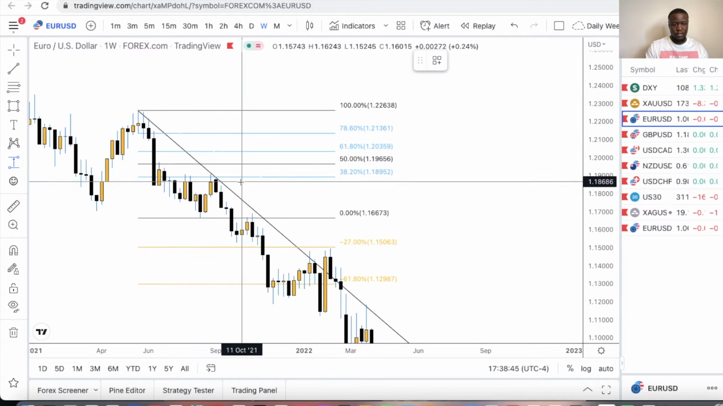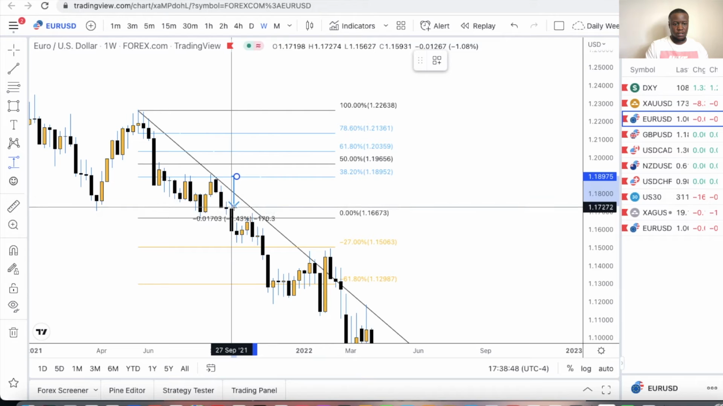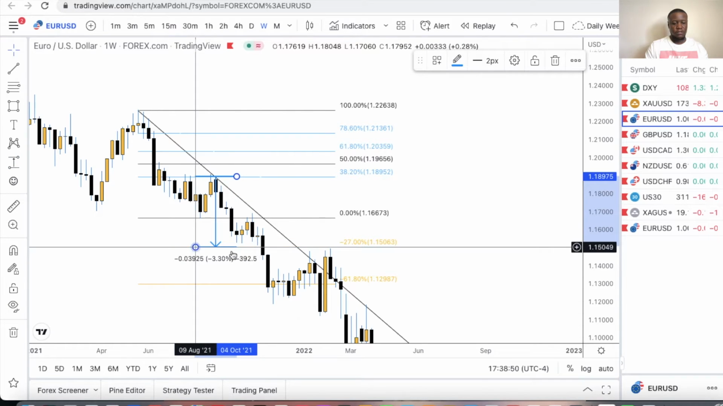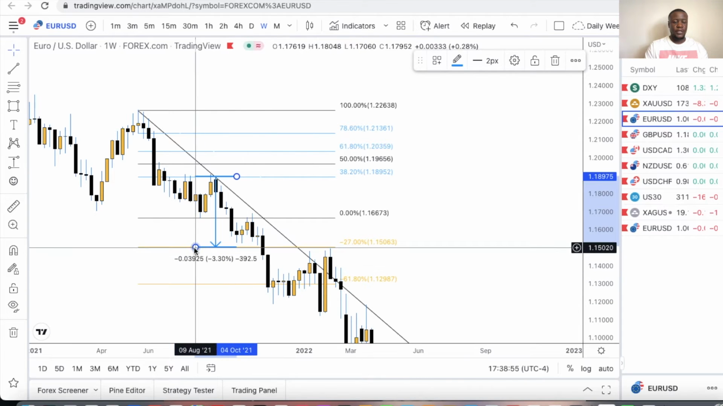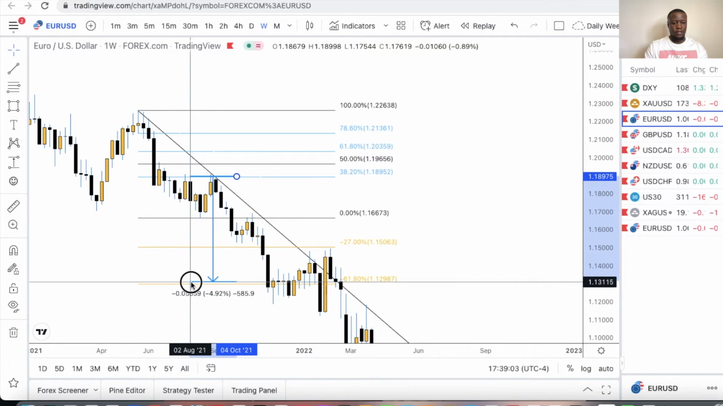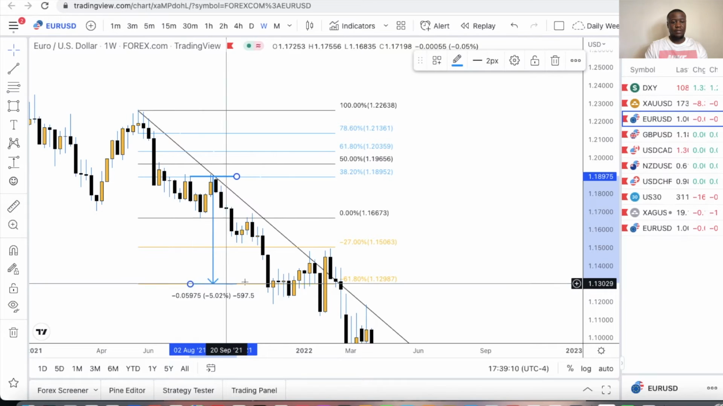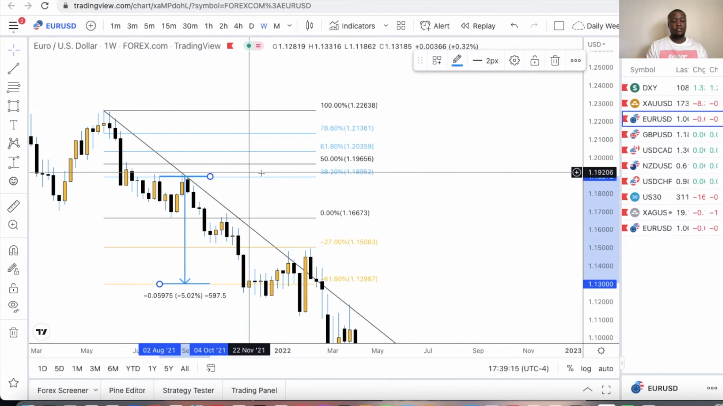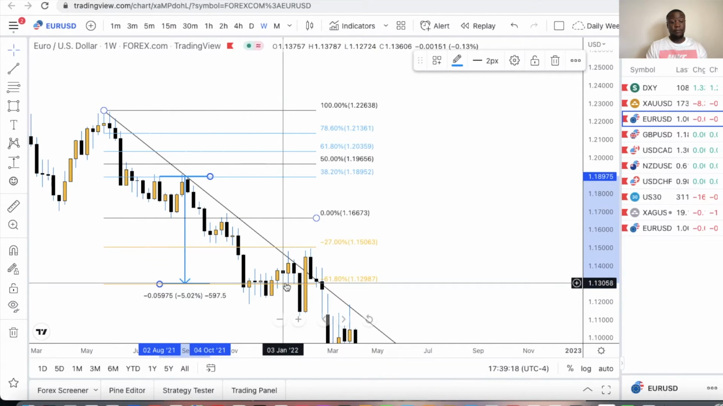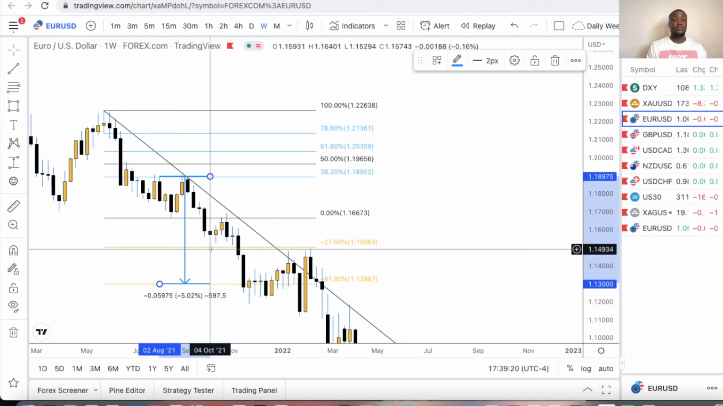So we're entering somewhere around here after 32, and right here alone, that is 392 pips. And this one is 597 pips. So what you can do, obviously, is take partials right here or close out full. However you want to trade it, it's up to you.